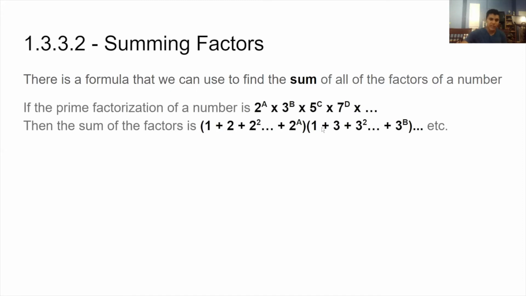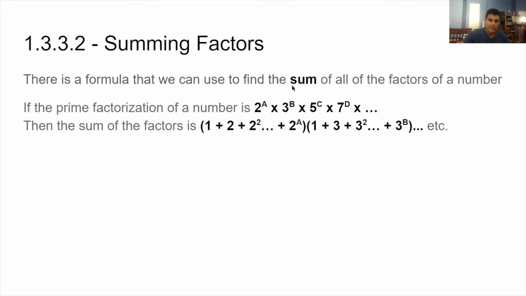So if the prime factorization of a number is 2 to the power of a times 3 to the power of b times 5 to the c times 7 to the d, etc., then the sum of the factors of that number is going to be 1 plus 2 to the power of 2 all the way up to plus 2 to the power of a times 1 plus 3 to the power of 2 all the way up to plus 3 to the power of b, and so on. So if you understood what that meant, then awesome. If you don't, no worries about it. It's a little bit complicated. Let me explain it a little bit more.